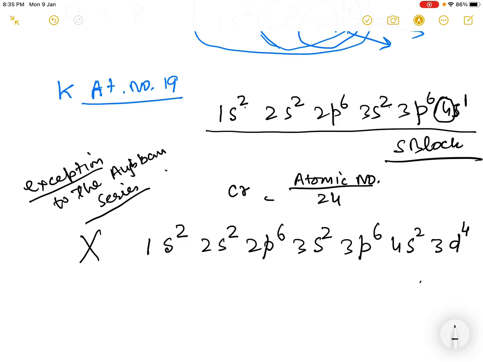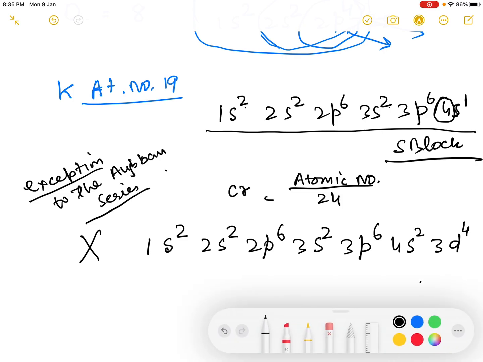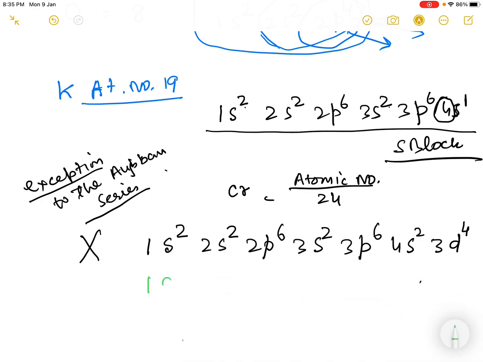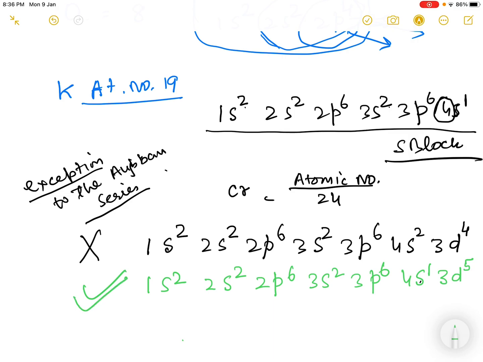Experimentally we have found its electronic configuration is 1s2, 2s2, 2p6, 3s2, 3p6, and 4s1 and 3d5. Why? This is correct, but why? One can say that s can accommodate 2 electrons, then why is it 1?